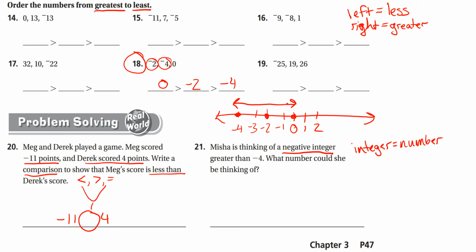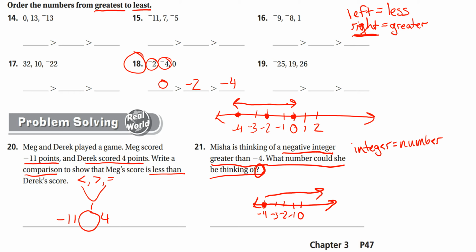So a negative integer, or negative number, greater than -4. What number could she be thinking of? Well, if we have our number line, here's 0. She's at -1, -2, -3, -4. So here's where Misha is, and she's thinking of a number that's greater than -4. Greater is to the right of -4, so you can choose any number to the right of -4.